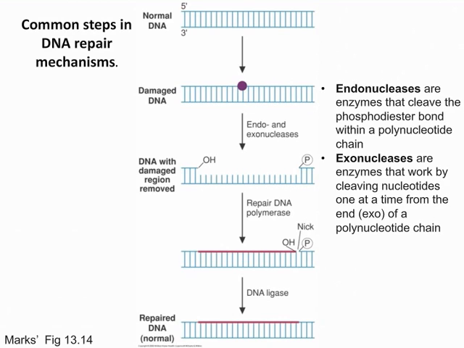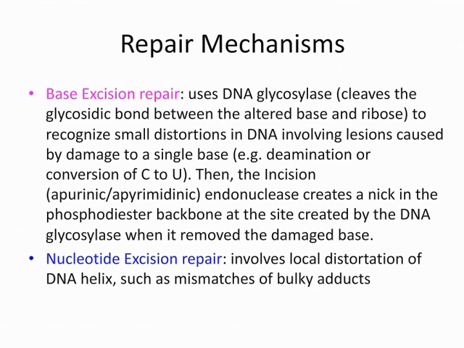We can also use exonucleases, which are enzymes that cleave nucleotides one at a time from the end of the chain. So after the damaged region is removed, repair DNA polymerase is going to synthesize a new strand, and then DNA ligase is just going to join it together. Some other repair mechanisms are base excision repair and nucleotide excision repair, which we'll see in the next slide.